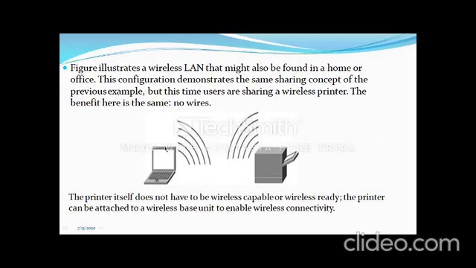This figure shows what is happening here. See, it is a network. What is it? It is a printer. What is happening here? A wireless LAN, which may be found in a home or office.